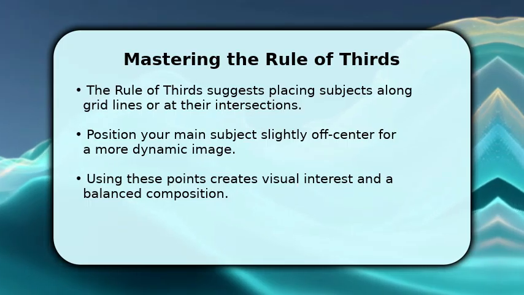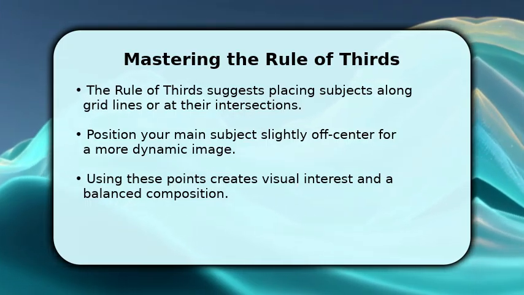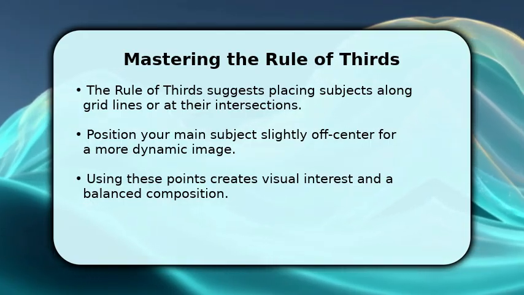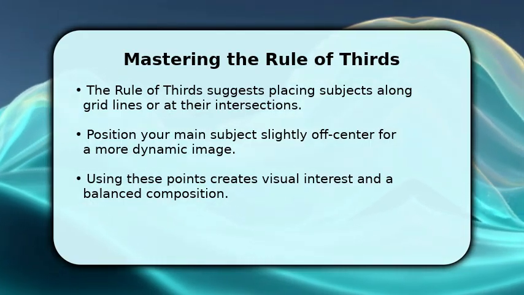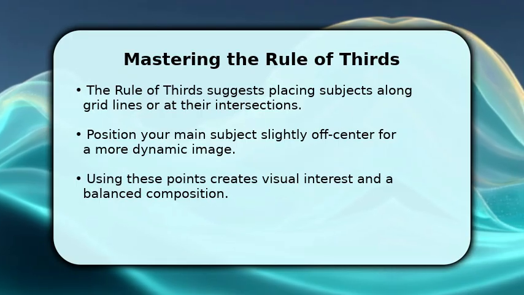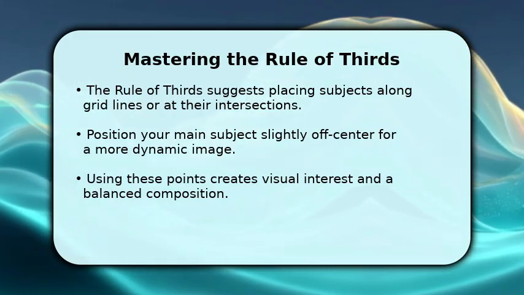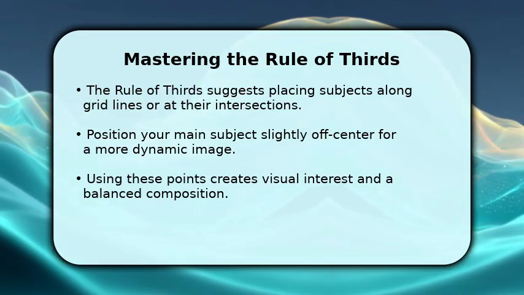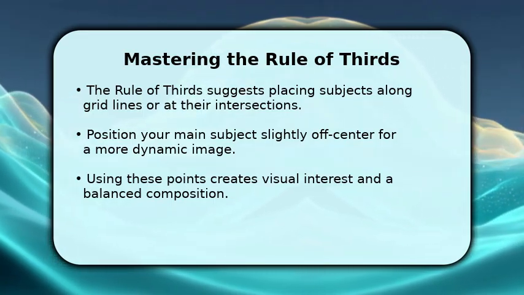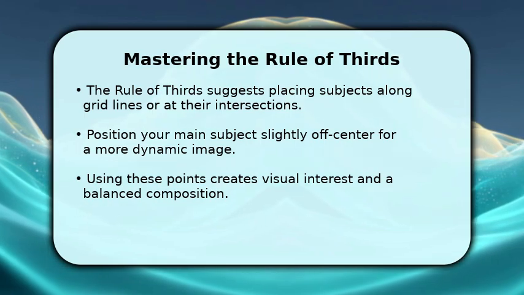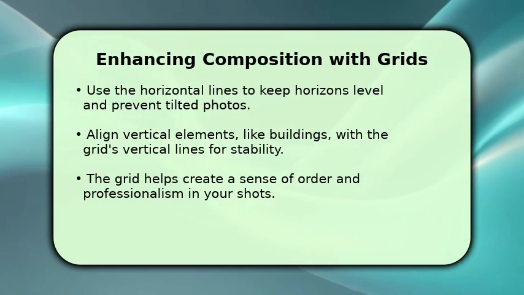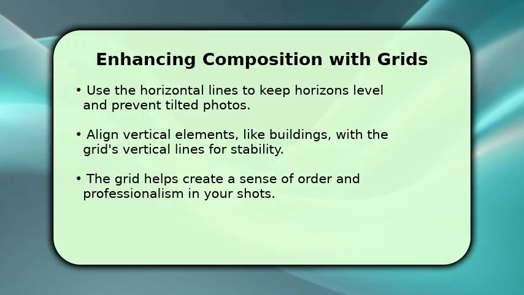Now that your grid is active, let's explore the rule of thirds, a fundamental compositional guideline. Imagine your grid lines as guides for placing your main subject. Instead of centering everything, try positioning key elements along these lines or, even better, at the 4 points where they intersect. This technique naturally draws the viewer's eye into the photograph, making your images feel more engaging and professionally composed, rather than static.